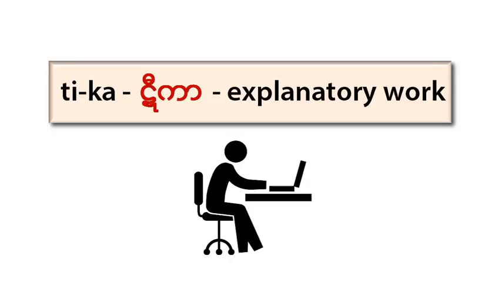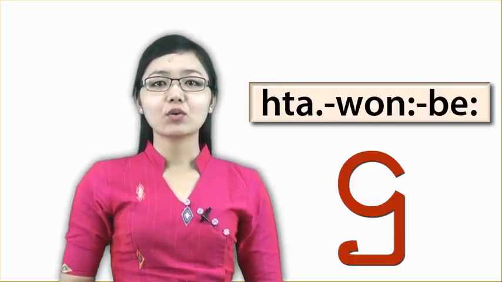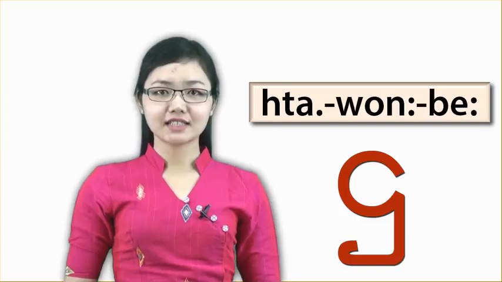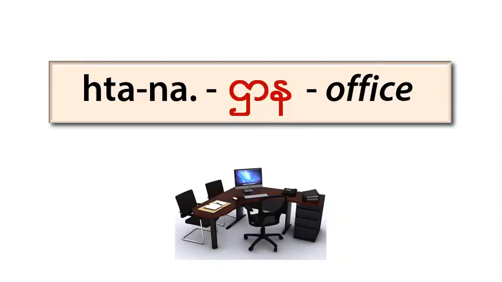Second comes ta wombe, pronounced ta. It is an aspirated T sound, like an English T in true or tense. We use it for the word office in Burmese. Ta na.